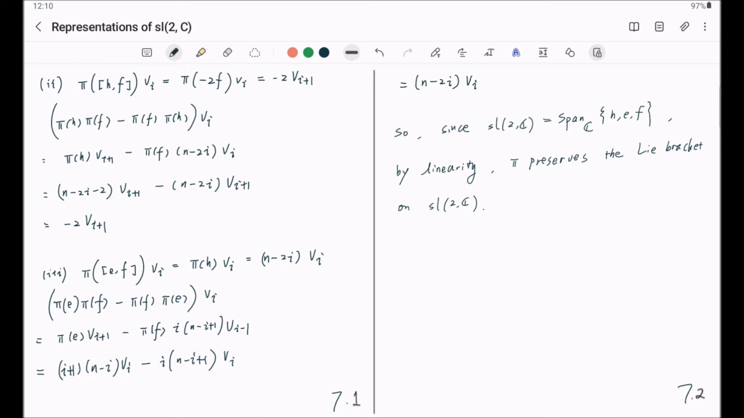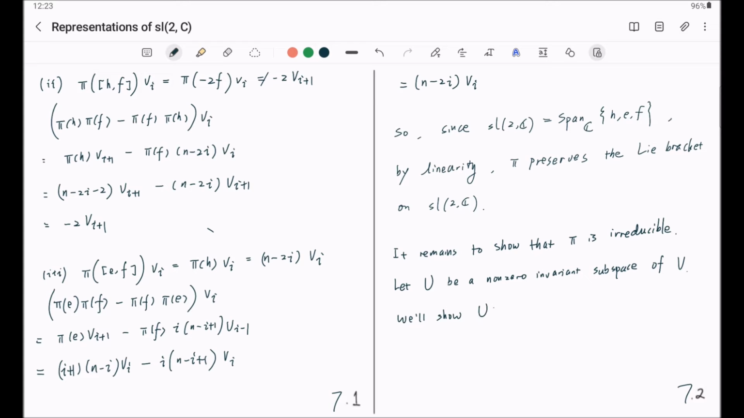And now it remains to show that pi is irreducible. To this end, let U be a non-zero invariant subspace of V. Of course, invariant under pi. And we will show that U has to be V, which is the irreducibility of pi.